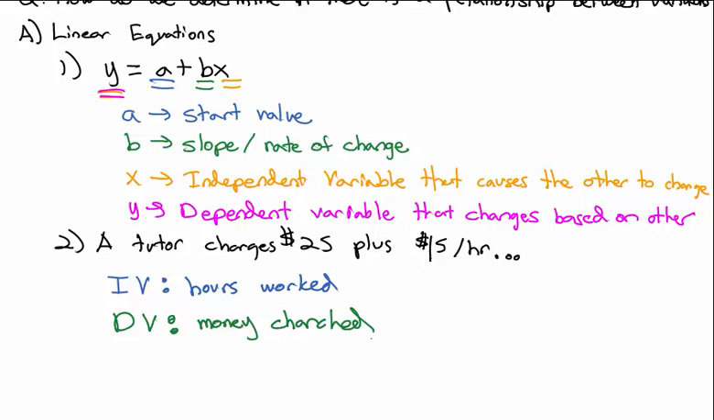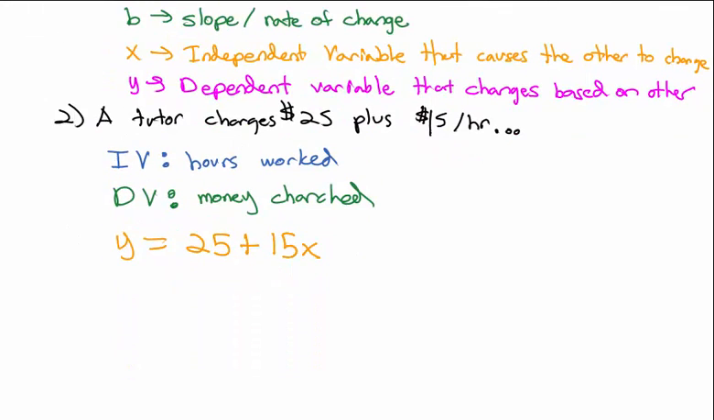The amount charged depends on the number of hours worked. The hours worked do not depend on the money charged. See how that works? And then if we wanted to make this into an equation, we would say y equals a, the starting value, she starts at $25, plus b, the change, is $15 for every x, for every hour she works. So that's your quick crash course review of linear equations.